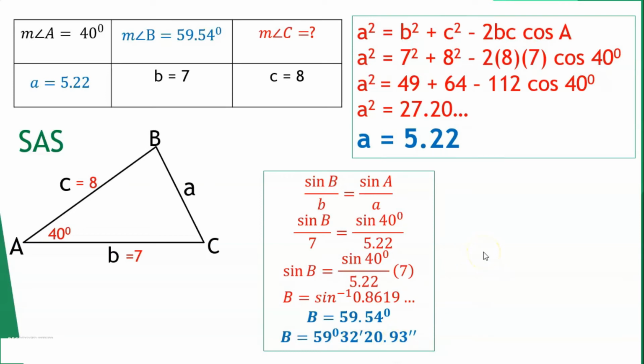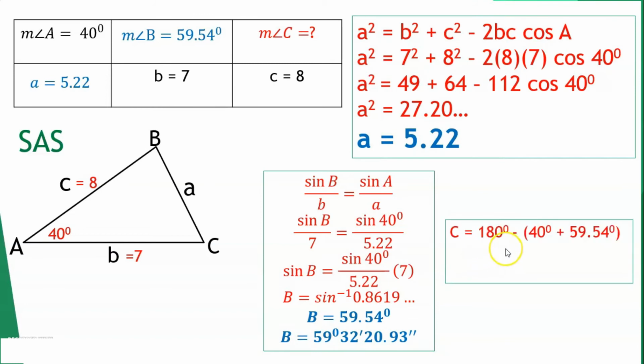Next, to find angle C, take note the total of all angles is 180 degrees. So, that's 180 degrees minus 40 minus 59.54 degrees. Simplifying, angle C is 80.46 degrees. Or making use of the exact value, that's 80 degrees, 27 minutes, and 39.07 seconds. Okay, let's have another example.